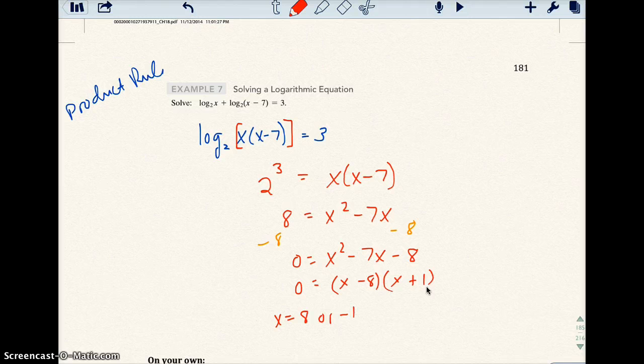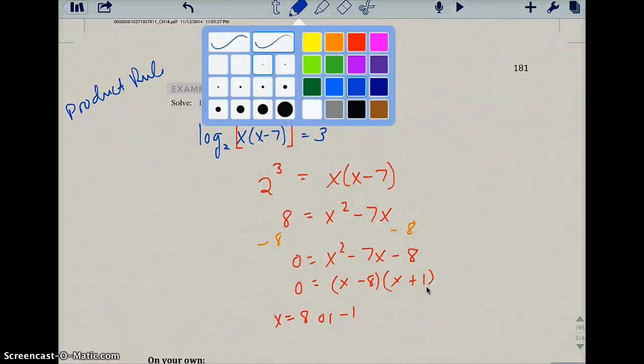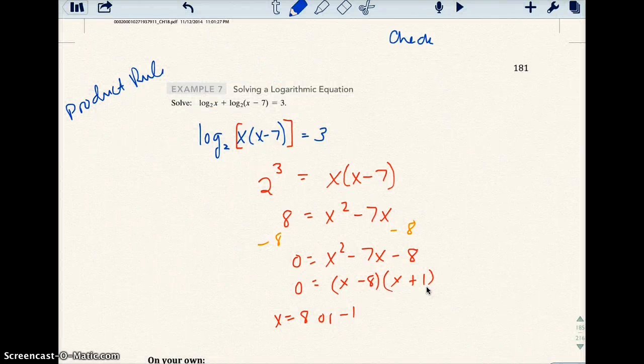Okay. Now we've got to check both of the solutions. We got two solutions, and we're going to check them both. We're going to check x equals 8.